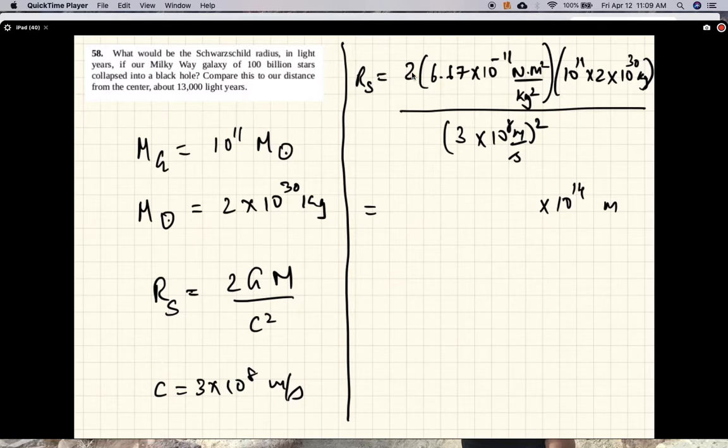Okay. And the other factors are 2 times 6.67 times 2, divided by 3 squared, which is 9. Okay. And this is clear. So 4 times 6.67 divided by 9 is 2.96 times 10 to the power 14 meters.